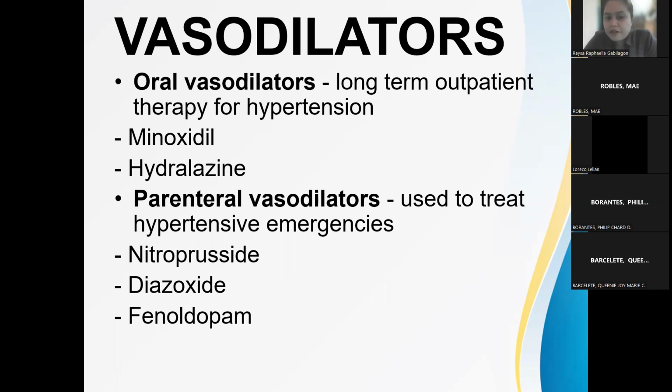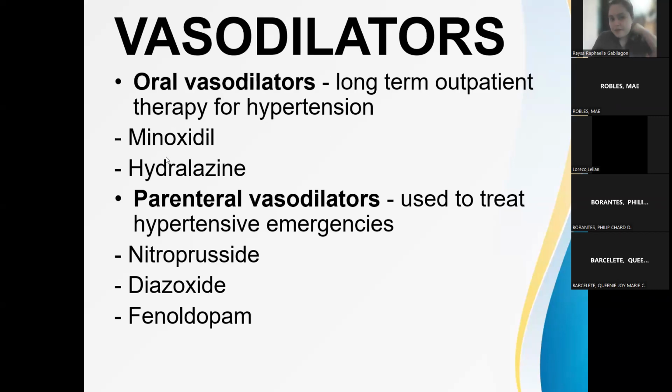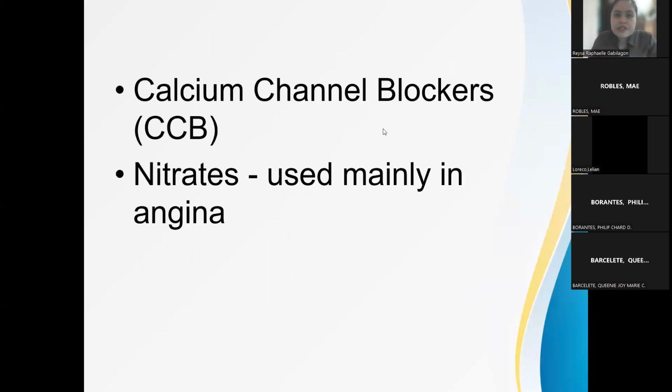And the parenteral ones, of course we don't give as maintenance drugs, but we reserve them in case of emergency. These are nitroprusside, diazoxide, and fenoldopam. I'm not sure if you are familiar with these drugs, but I think the group of Charles is very familiar with minoxidil. Aside from these oral and parenteral vasodilators, the CCBs are also included among our vasodilators. Calcium channel blockers. I'll explain that later.